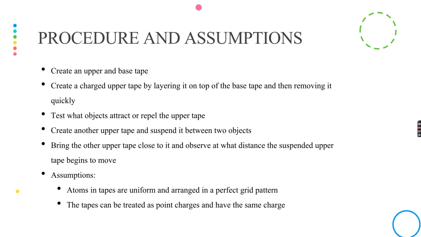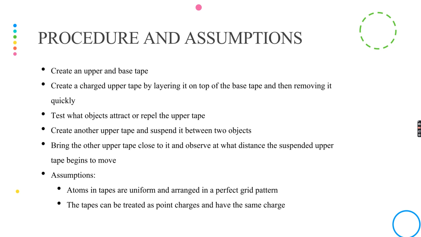Procedure and assumptions. We will create an upper and base tape by taking about 20 centimeters of Scotch tape and creating a handle on one end of each tape by folding over the edge. We will create a charged upper tape by layering it on top of the base tape, which has been put on top of the table, and then removing it quickly. We will be testing what objects attract and repel the upper tape. As mentioned before, this will include my hand and a book, which will act as a neutral object.